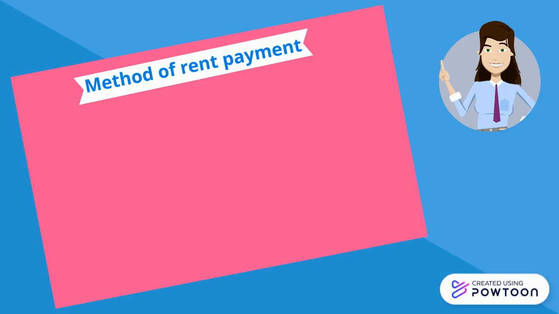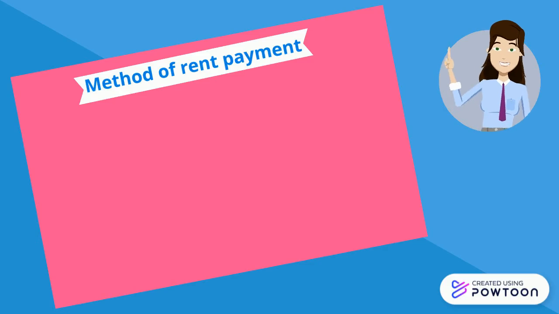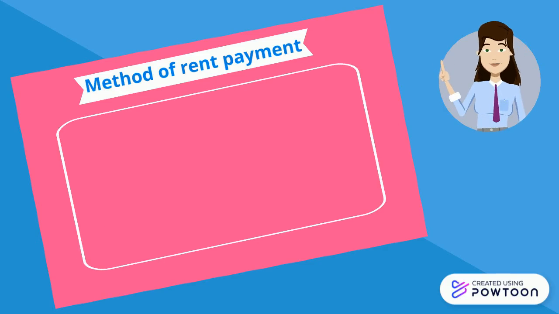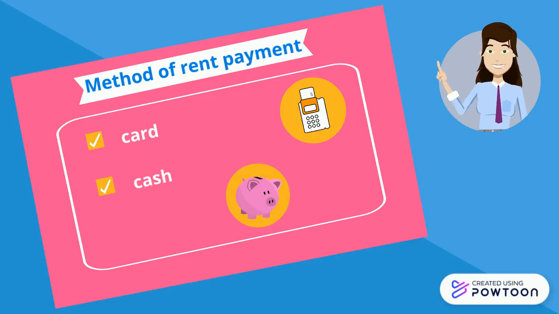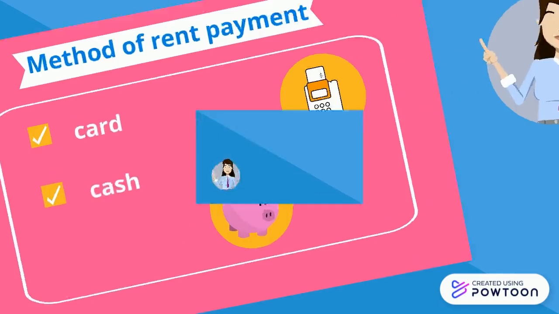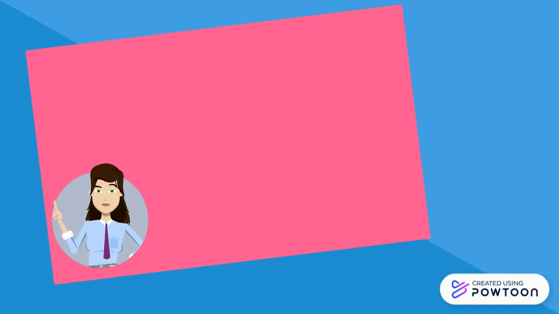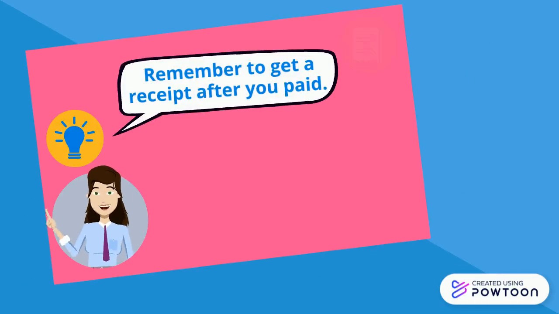In regard to the method of rent payment, it should have already been stated in your tenancy agreement. Payment card is probably the most common form of payment these days, but if you want to pay by cash, ask your property manager or landlord at the beginning. Whatever the payment method is, make sure to get a receipt after you paid.